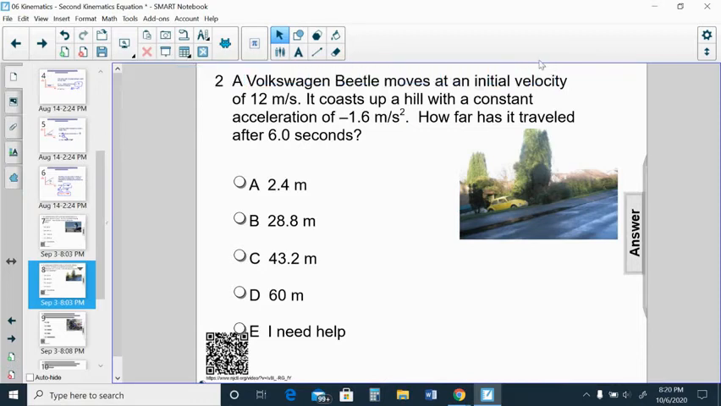Next question. A Volkswagen Beetle moves at an initial velocity of 12 meters per second. It coasts up a hill with a constant acceleration of negative 1.6 meters per second squared. How far has it traveled after 6 seconds?